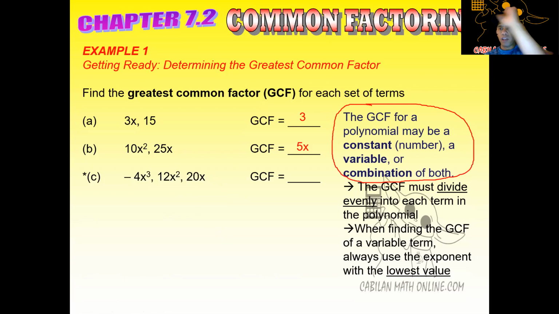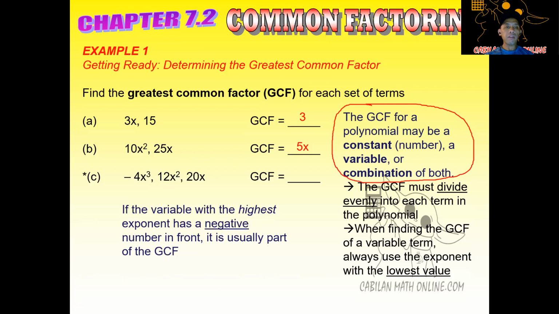Now here's a twist to the rule. When you have a negative attached to the letter with the highest exponent, you also have to include that as part of the greatest common factor. Once we get to this example, I'll explain why. That's why I've written that there. So in this case, the greatest common factor is not only going to be 4x, it's actually going to be negative 4x. And like I said, we're going to see these numbers again in the next slide, and I'll tell you why that has to be the case when we're dealing with the variable with the highest exponent.